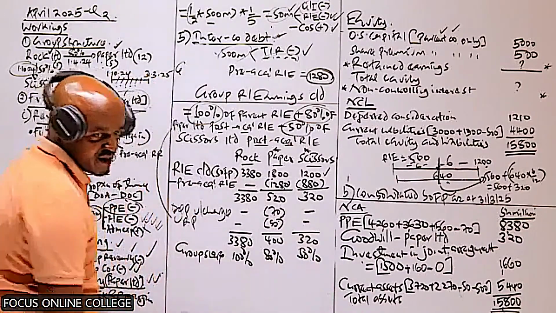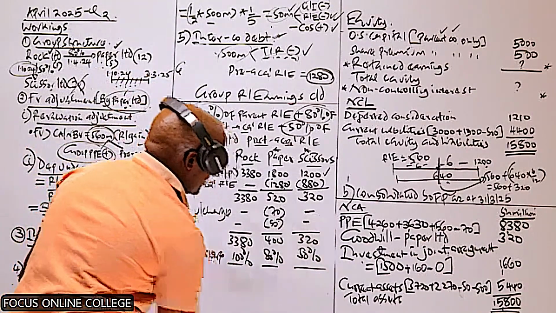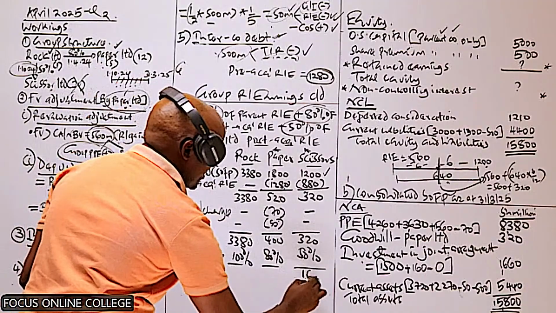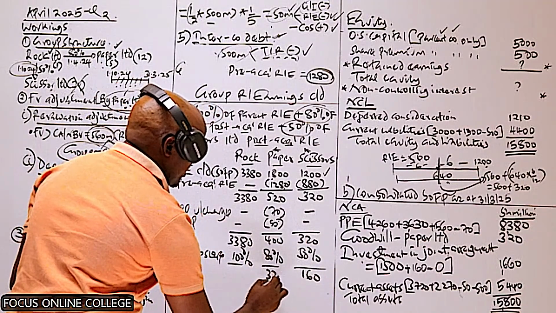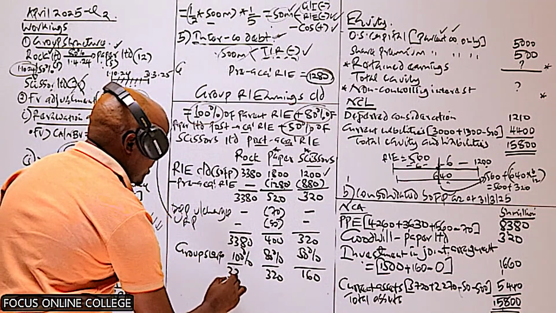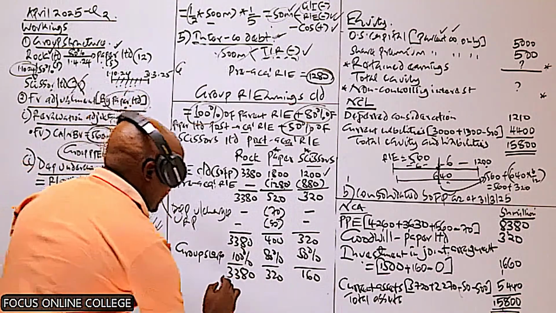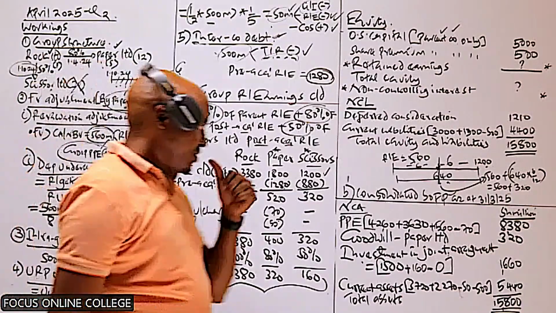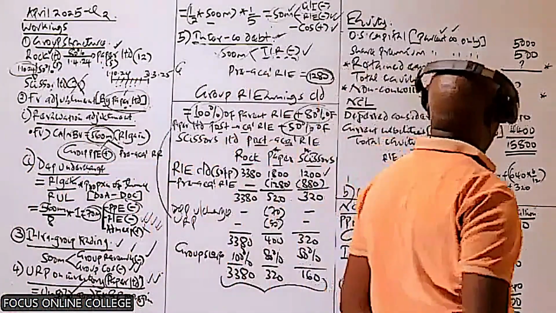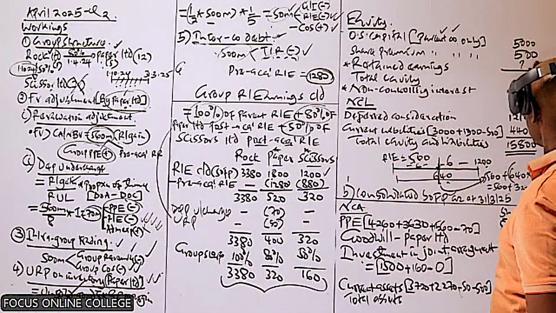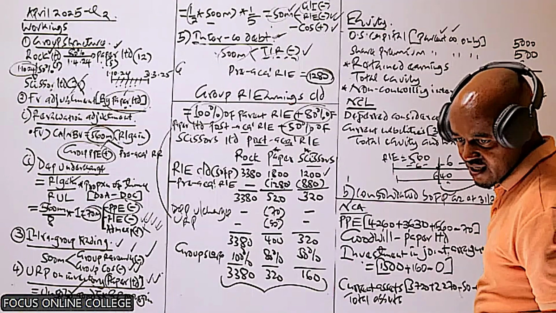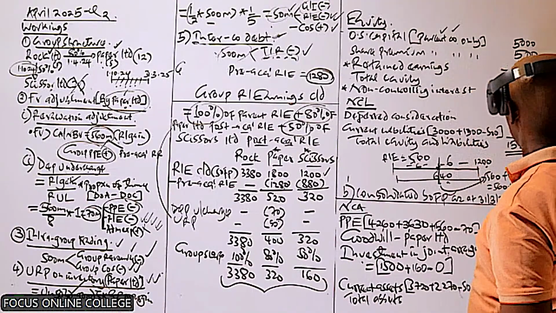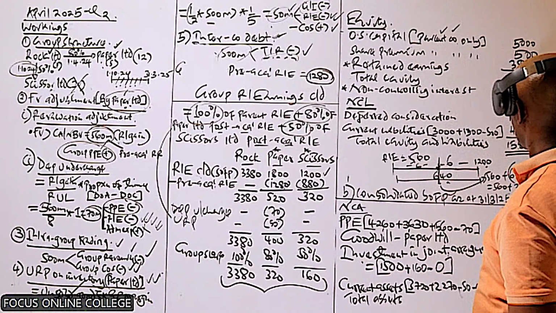We take 50%. So this will be 160. This will be 320. This one will be 3380. And then we add these three values. That will give us the group retained earnings. I'm told that will give us 38.60.